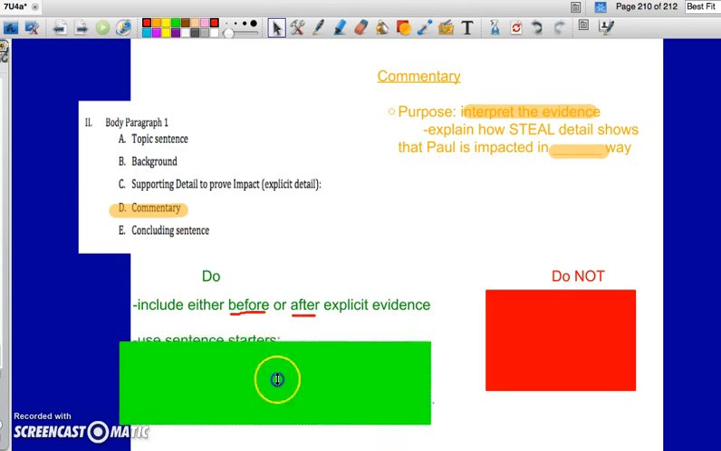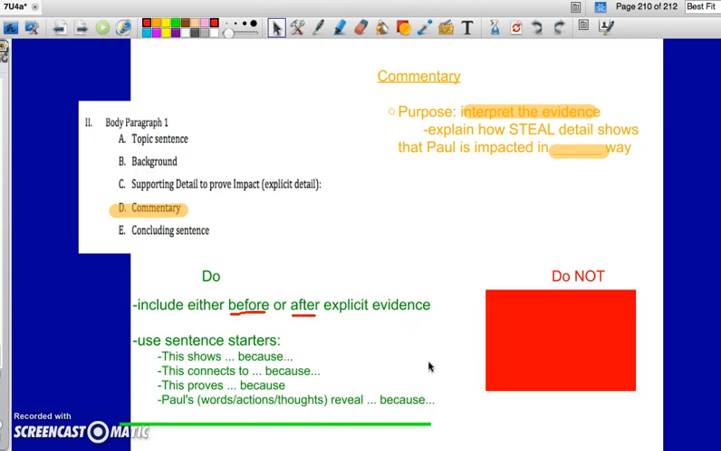Another do is to use sentence starters. These will help you make sure that you include commentary. So I've listed 4 for you. This shows blank because, the old favorite. This connects to blank because. This proves blank because. Paul's words or actions or thoughts reveal blank because. Notice that all of these have a because phrase to make sure that you are fully explaining your ideas. So you're really explaining how whatever quote you just chose shows that Paul's impacted emotionally, or his friendships are impacted, or so on and so forth.